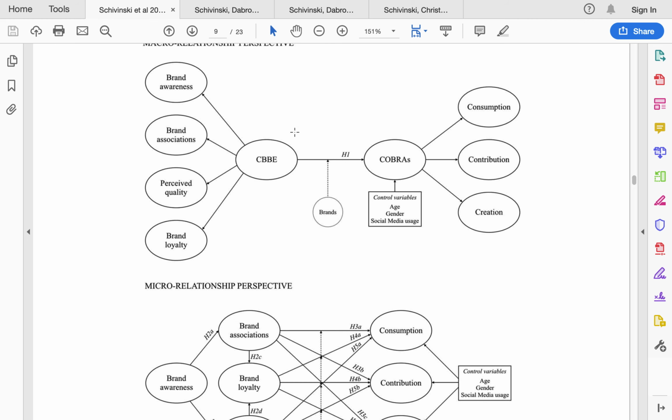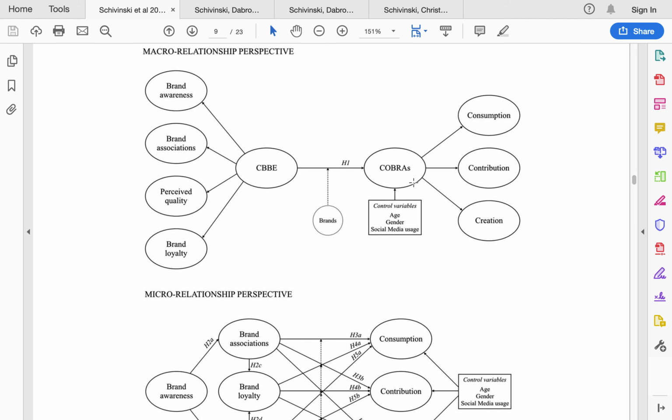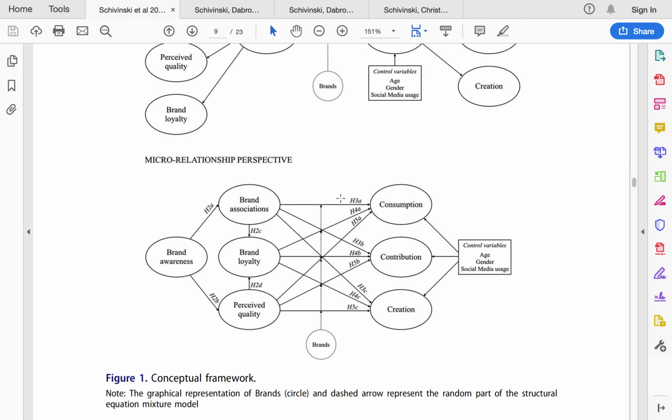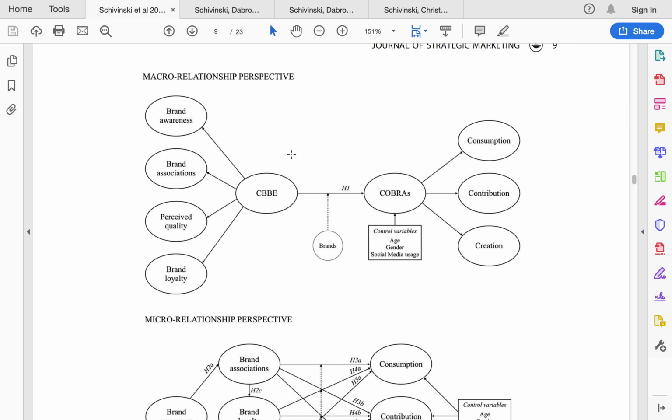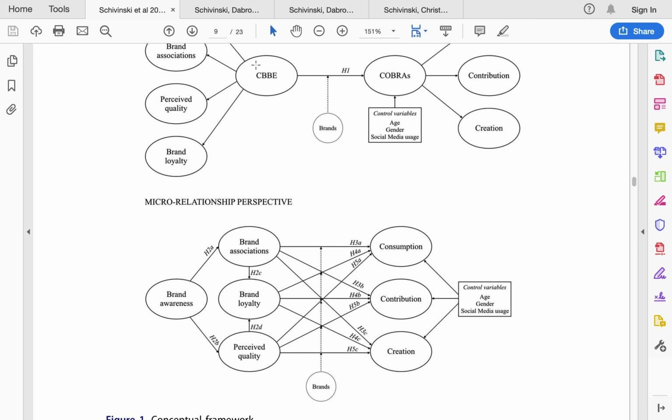So that's what you see here: CBBE, and COBRAS, that's social media behavior in terms of clicking, sharing, liking, creating content. So the overall idea of the paper is to see if brand equity influences COBRAS. That's it. And then I check it from this macro perception, checking if someone really likes the brand, or really prefers this specific brand instead of another one, whether this is going to influence the person to click, share, like, create stuff on social media. I check it from the macro perspective and from the micro perspective.